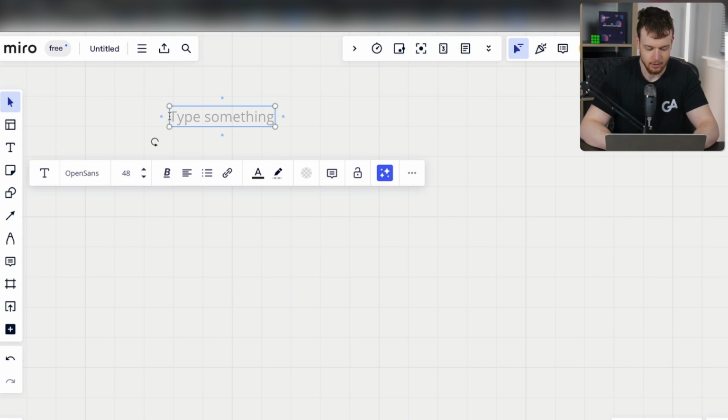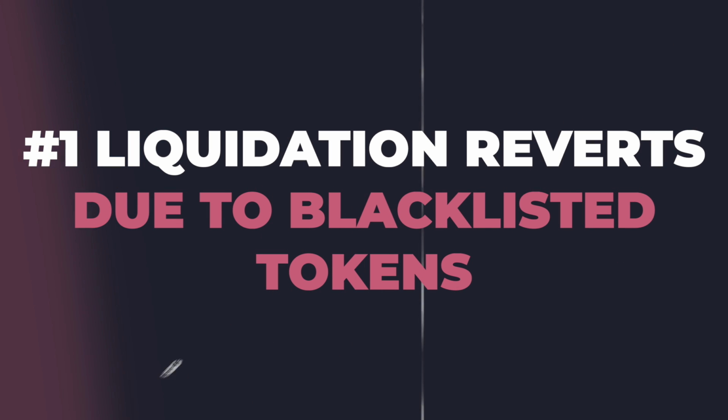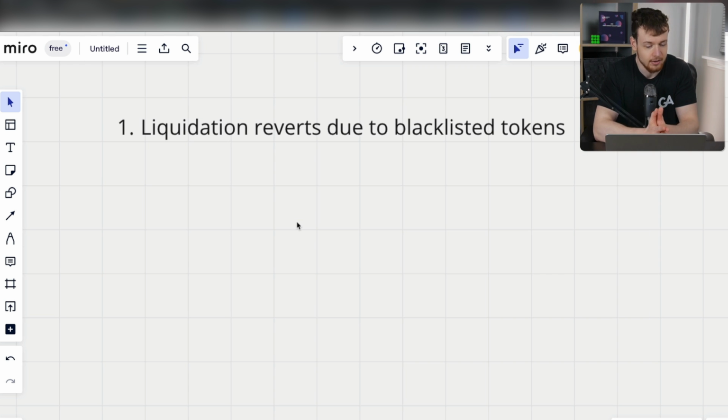Okay, so let's start off with number one, and this is a liquidation that reverts due to blacklisted tokens. First of all, you're going to see that a lot of these cases have to do with causing a liquidation to revert.